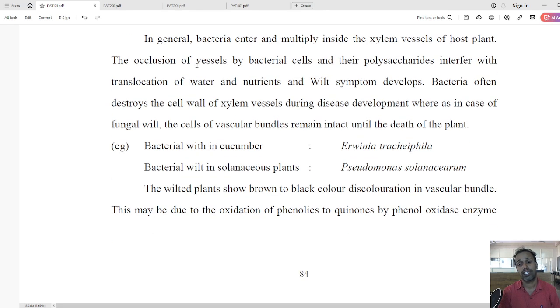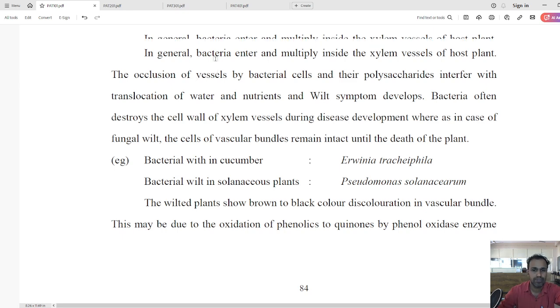Wilt-causing bacterium is Ralstonia solanacearum. Major solanaceous crops wilt is by Ralstonia. They even cause wilt in spice crops, ginger, and also pepper. Bacterial wilt in cucumber I already told, that is Erwinia tracheiphila.